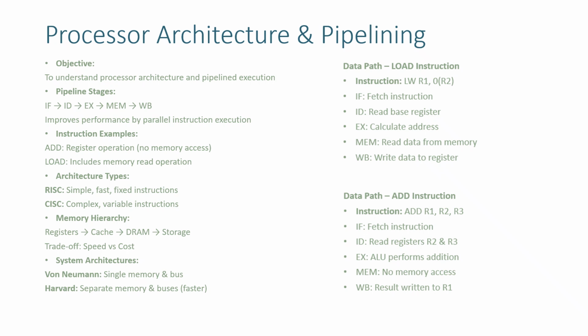There are two main instruction set architectures: RISC, which uses simple and fast instructions, and CISC, which uses more complex instructions. The memory hierarchy ranges from registers, which are fastest, to external storage, which is slowest but cheapest. Finally, in system architecture, the Harvard architecture is more efficient than von Neumann because it allows parallel instruction and data access.